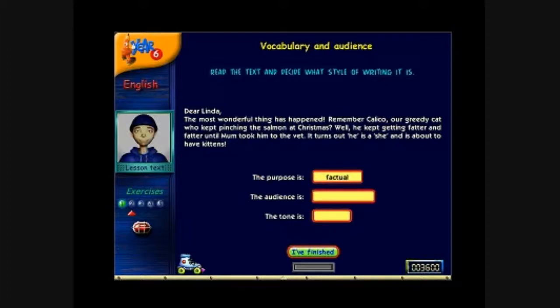No. Descriptive. I say descriptive. The audience is family, friends, his fucking wife, or whatever the fuck it is. The tone is informal. What's that then? I know this to her, right? What's that? Personal. I didn't click that far. I guess it is personal. But I thought he was describing the fucking cat.